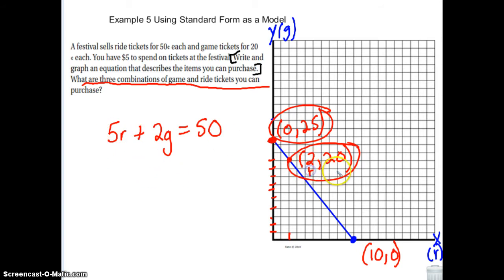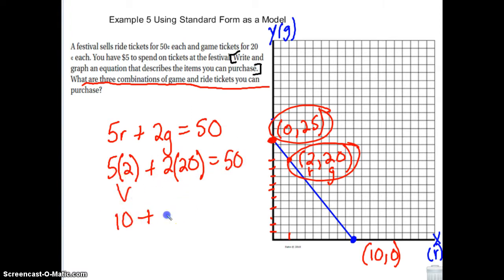Okay, so r and g. So let's plug in 2 for r and plug in 20 for g. 5 times 2 is 10. 2 times 20 is 40. 40 equals 50. So this is another combination that we could have. And any dot on this line that crosses 2 points, so like right here would be an instance, would work for this problem.